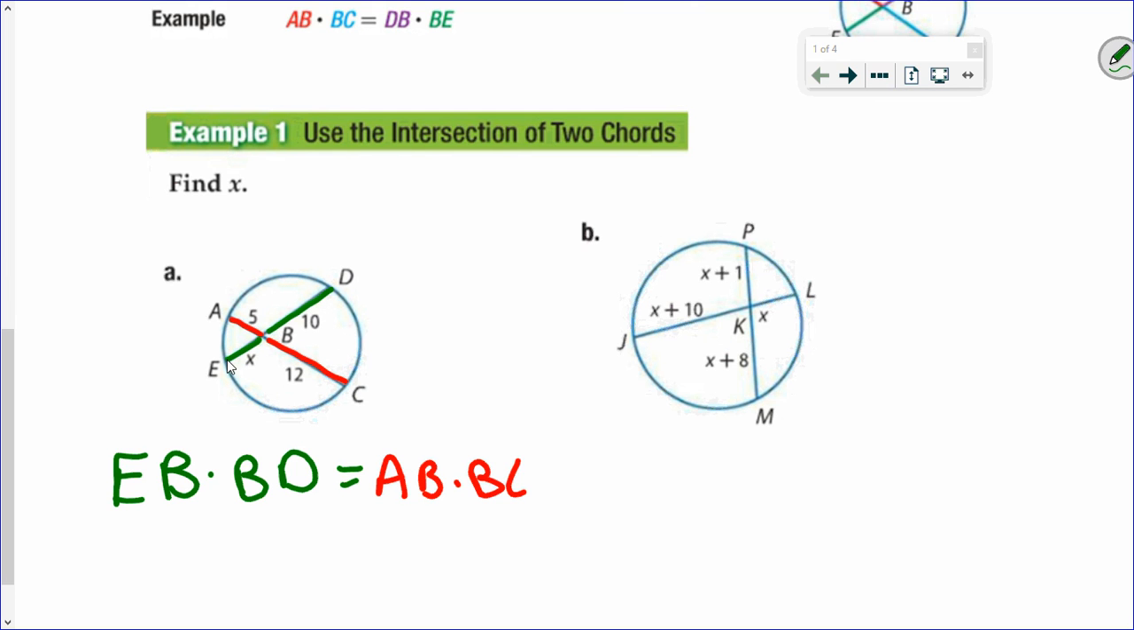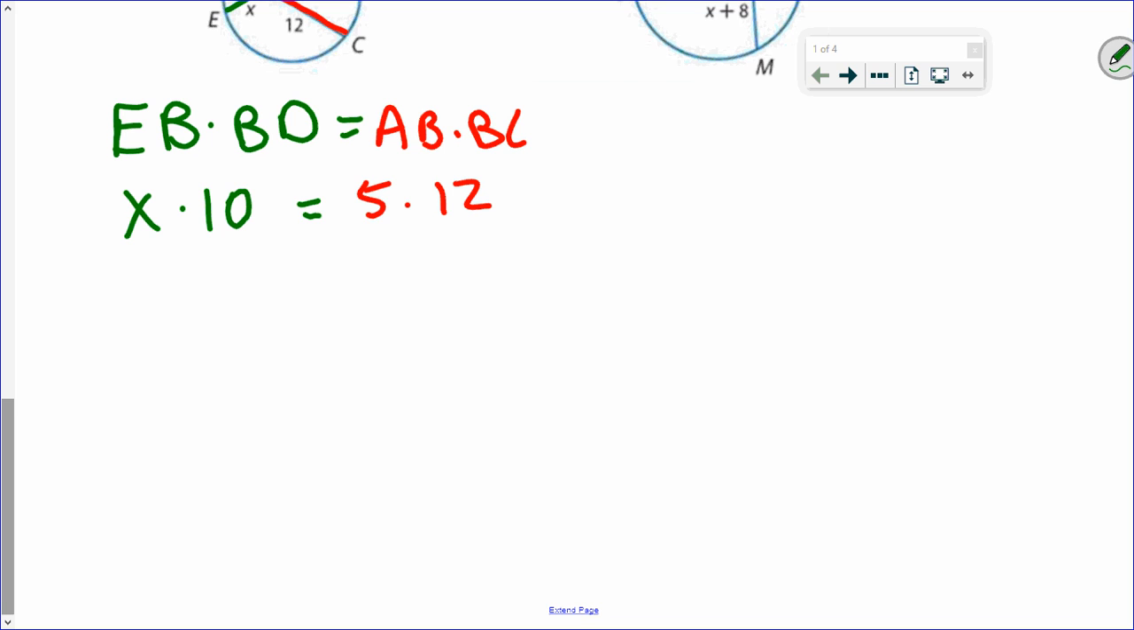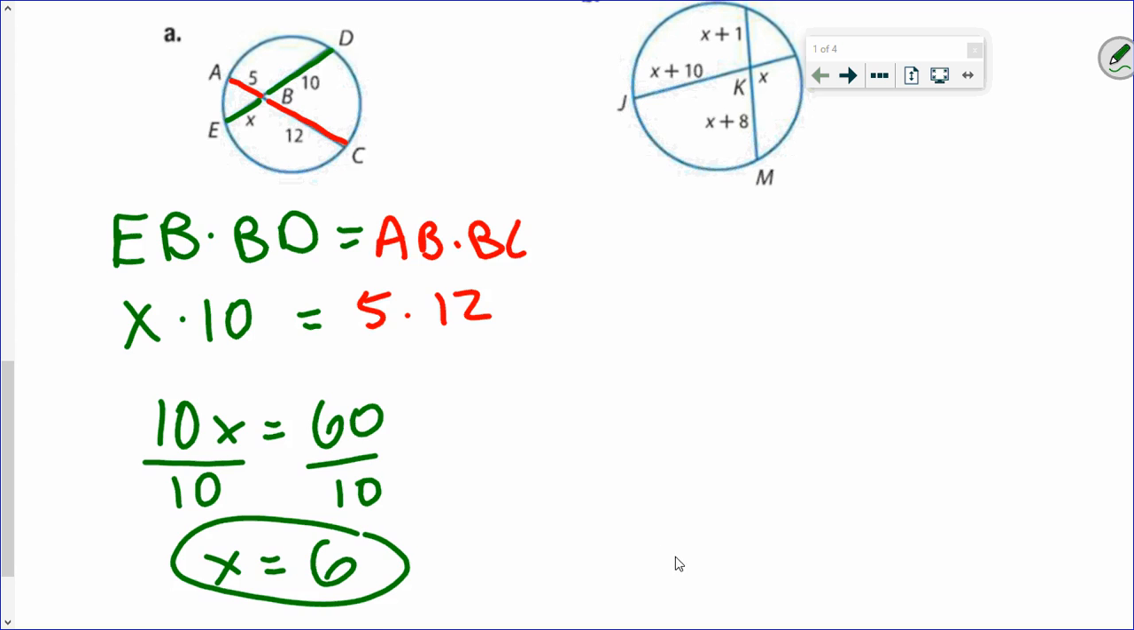Now, of course, we're going to plug in: EB is x, BD is 10, so x times 10 is equal to AB is 5 times BC is 12. If we solve this equation, x times 10, that's 10x equals 5 times 12, 60. Divide by 10, you should get that x is 6. All right, pretty straightforward there.